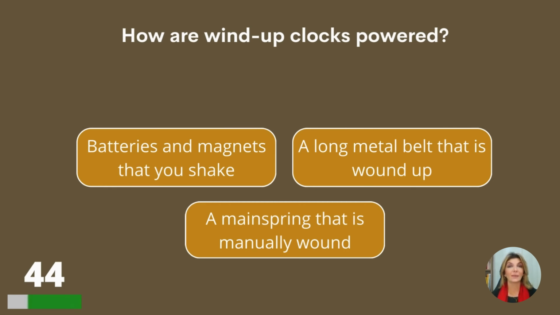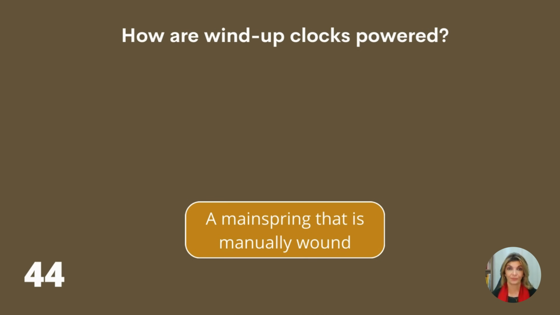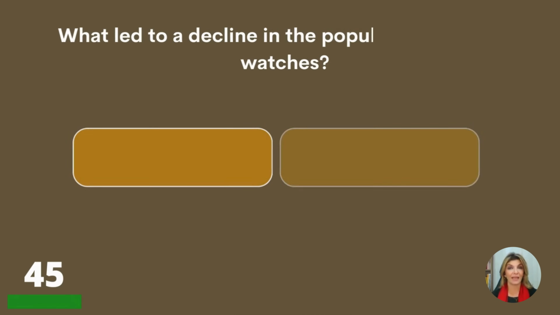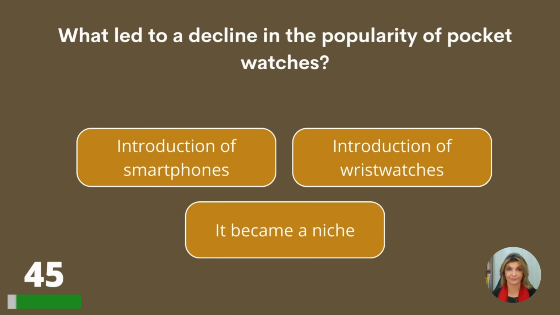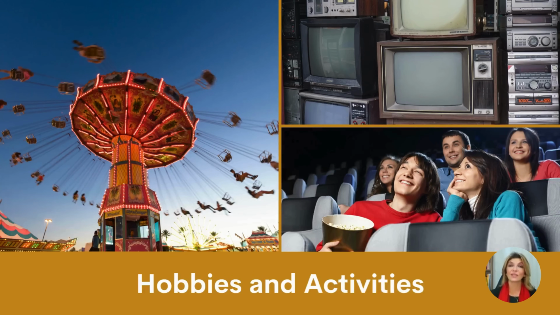How are wind-up clocks powered? Batteries and magnets that you shake, a long metal belt that is wound up, or a mainspring that is manually wound? A mainspring that is manually wound. What led to a decline in the popularity of pocket watches? The introduction of smartphones, the introduction of wristwatches, or it became a niche? The introduction of wristwatches.